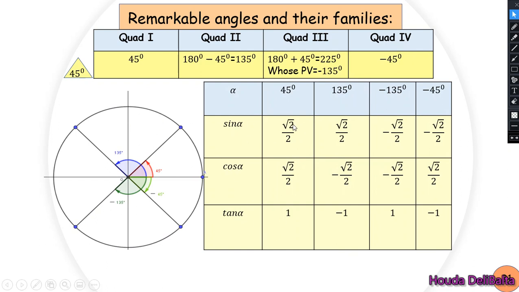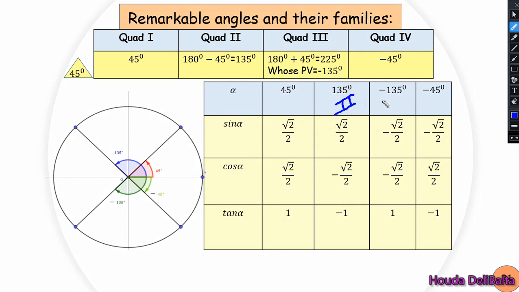So in quadrant 1, 45, the sine and the cosine are both equal to radical 2 over 2. So the tangent is 1. 135 is in quadrant 2. And in quadrant 2, the sine is only positive and the others are negative, as you see.